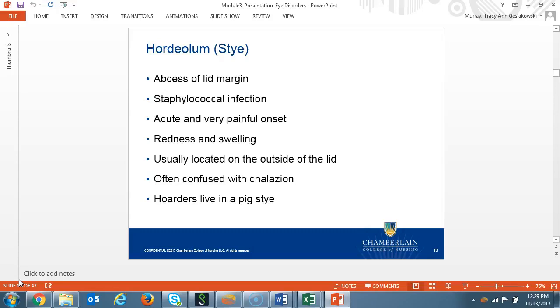One way to remember the difference between chalazion and hordeolum is, and this is in no way passing judgment on these people, but I use the mnemonic phrase, hoarders typically live in a pig sty. So hoarders go with sty.